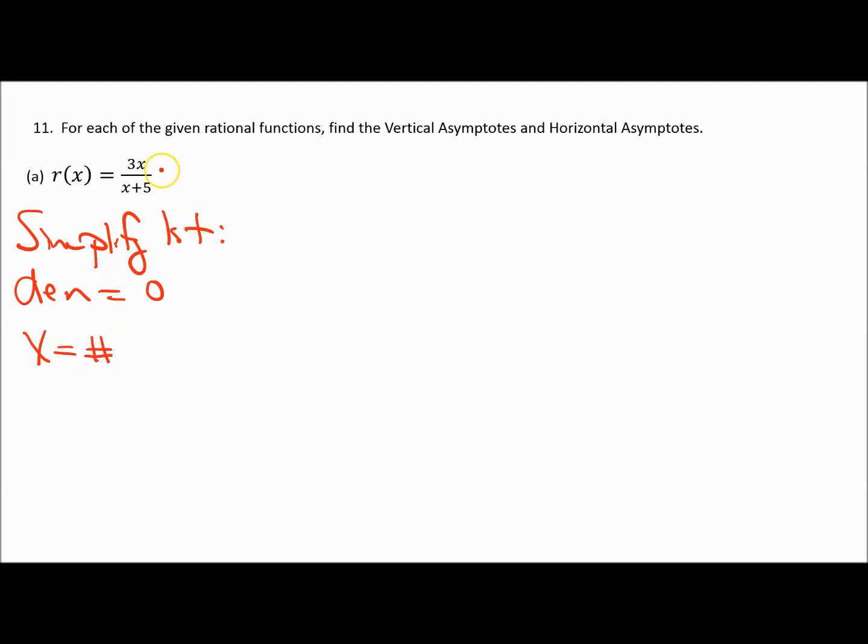Now, this does not simplify. You may be tempted to cancel this x in the numerator and then the x in the denominator, but you would be canceling part of a sum. You can't do that. The x plus 5 goes together and will only cancel together. So I'm just setting the denominator, x plus 5, equal to 0. I subtract the 5, and the answer is x equals negative 5. It's not just negative 5. It is required to write x equals, because that's the equation of a vertical line. Okay? Horizontal asymptote, you're doing the 3 cases.